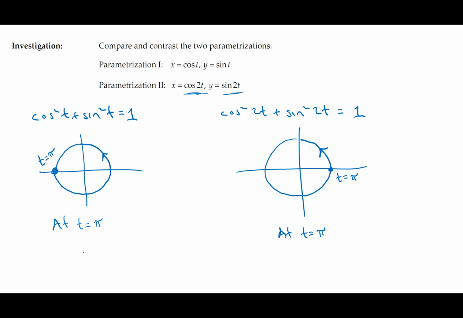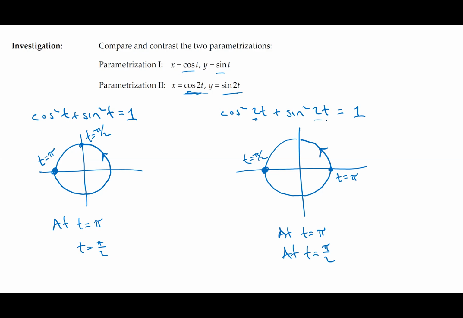What about at t equals pi halves? Well, for the first parametrization, you're at (0, 1). You're right here. There's t equals pi halves. Over here, the second parametrization, well, cosine of 2 times pi halves, oh, that's cosine pi. Sine 2 pi halves is sine pi. You're there. Interesting. So this 2 has what effect?